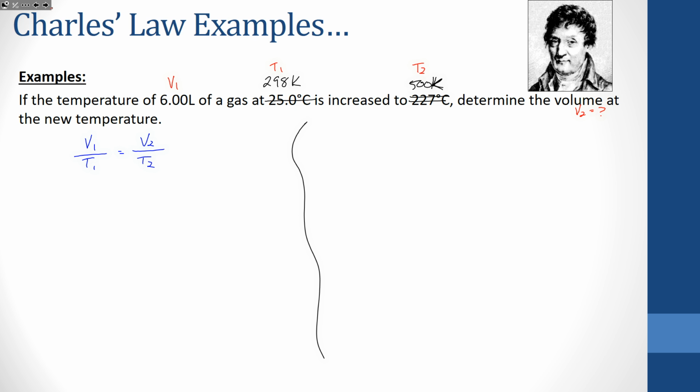So we substitute those values in. So we have 6.0 liters over T1, which is 298 Kelvin, equals V2, which we're trying to find, over T2, which is 500 Kelvin. So if I rearrange and solve for V2, basically I'm going to multiply both sides by 500 Kelvin. So these cancel. V2 will be 500 times 6 divided by 298, and you should get an answer of V2 equaling 10.07, and the units will be liters, because that's the units that are left, because Kelvins are gone.